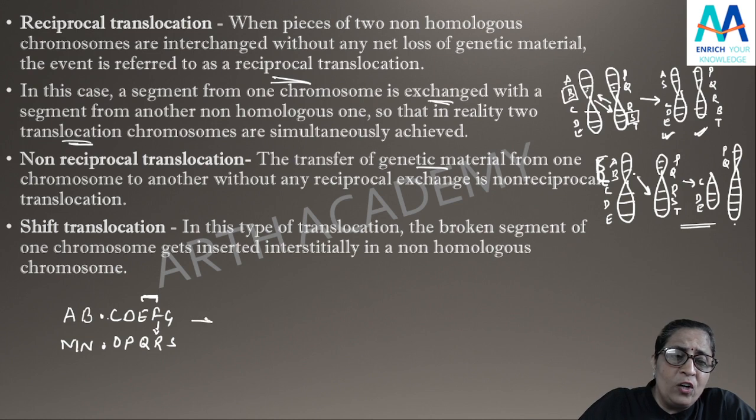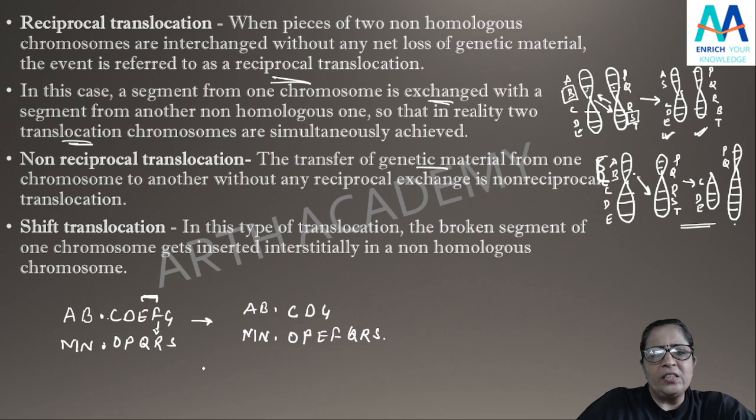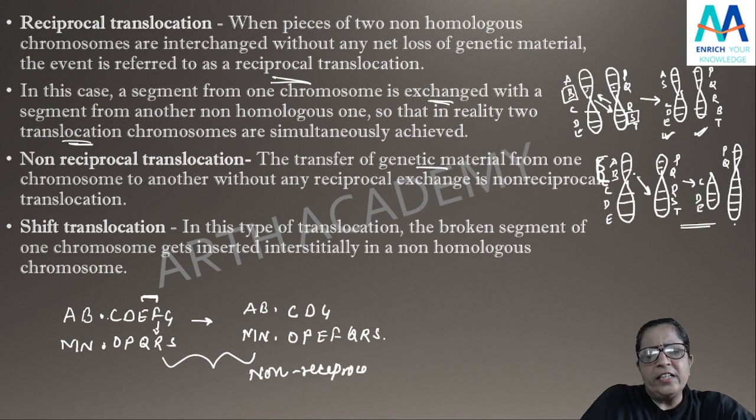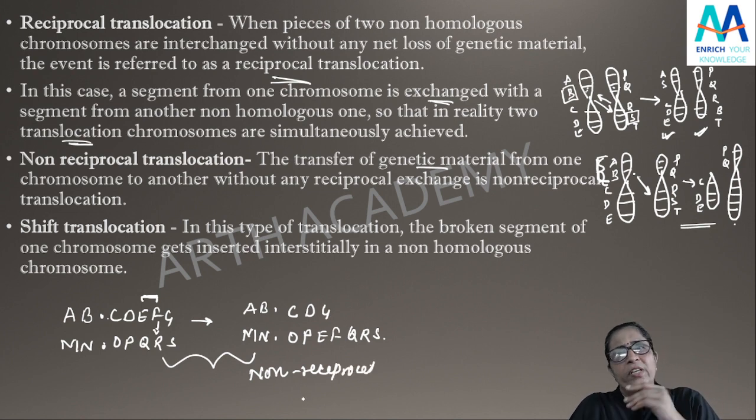So that would be non-reciprocal chromosome. If the result comes as A, B, C, D, G and M, N, O, P, E, F, then Q, R, S. So what is this? This is your non-reciprocal. समझ में आया? यानी एक जगह से शिफ्ट हुआ बट दूसरे से वापस उसको नहीं मिला क्या?